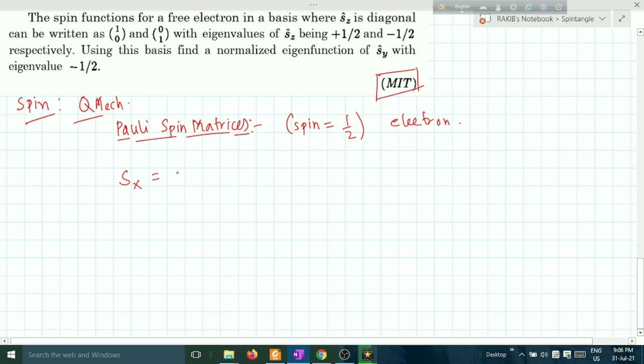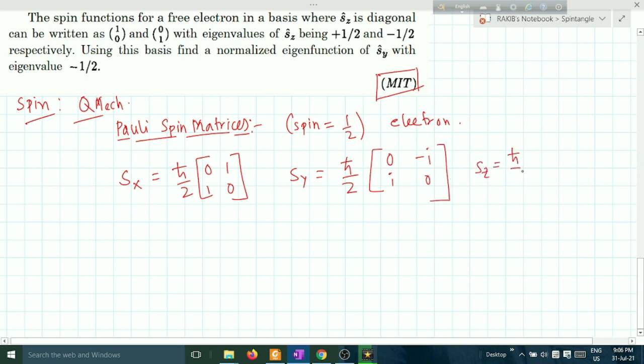Sx is equal to h cut upon 2 times the matrix 0 1, 1 0. Sy is equal to h cut upon 2 times the matrix 0 minus i, i 0, and Sz is equal to h cut upon 2 times the matrix 1 0, 0 minus 1.